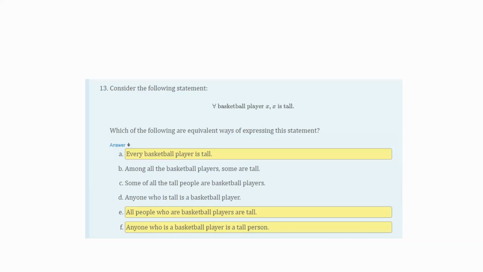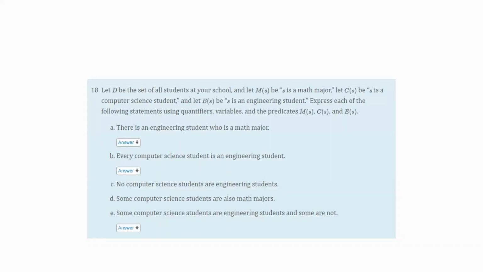How about this one? Let D be the set of all students at your school, and let M(s) be s is a math major, C(s) be s is a computer science major, and E(s) be s is an engineering major. Express each of the following statements using quantifiers, variables, and the predicates. So again, pause the video and see if you can do these. Pause the video now. Really, pause the video.